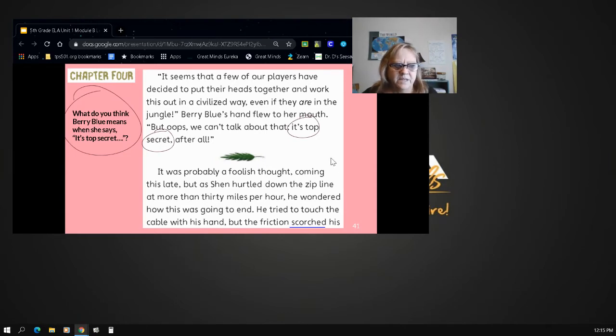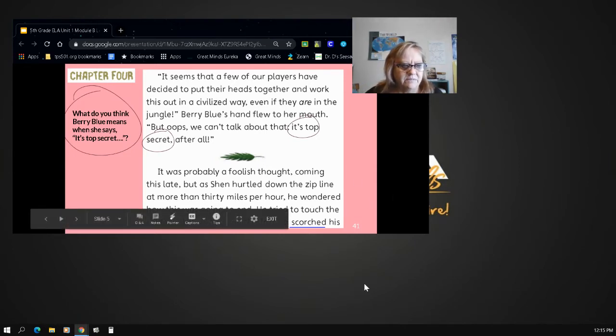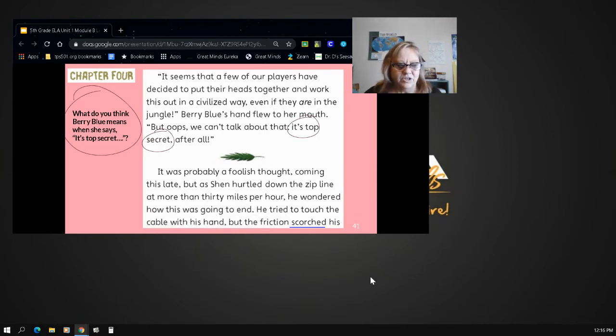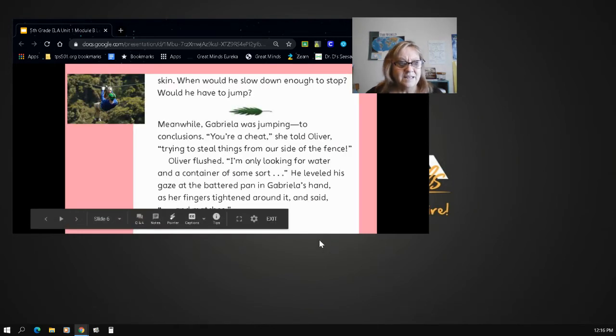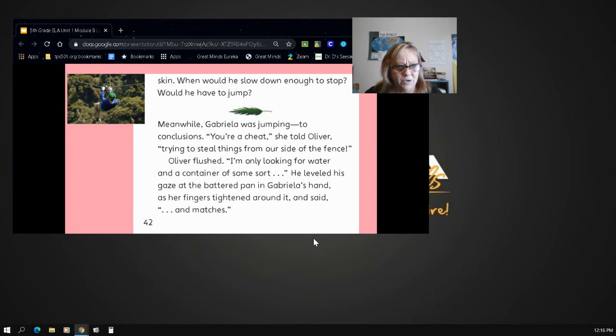Let's keep reading. It was a foolish thought coming this late, but as Shin hurtled down the zip line at more than 30 miles per hour, he wondered how this was going to end. He tried to touch the cable with his hand, but the friction scorched his skin. When would he slow down enough to stop? Would he have time to jump?